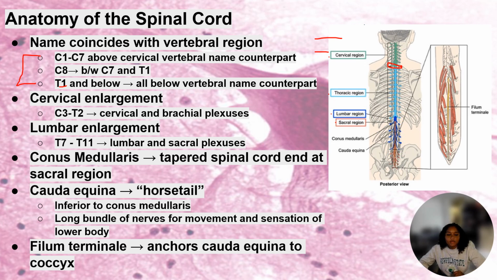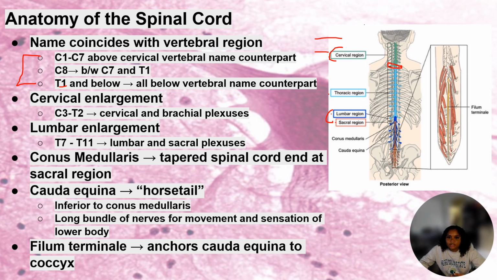So we also have major enlargements, your cervical enlargement, as well as your lumbar enlargement. This has to do with our plexuses. Your C3 to T2 is your cervical enlargement, and that's because of your cervical and brachial plexuses. And then your lumbar enlargement from T7 to about T11 has to do with your lumbar and sacral plexuses. And then your conus medullaris, because we have to have something for the sacral region.